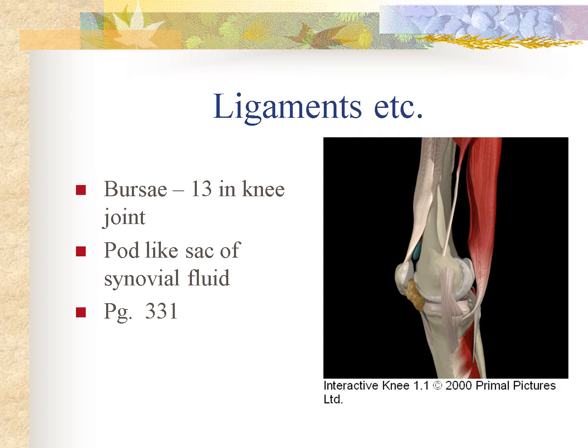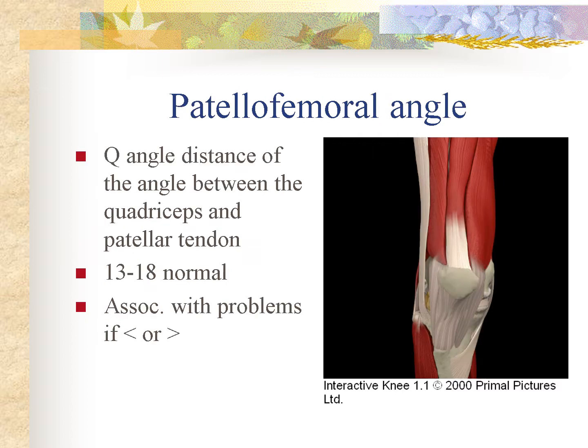Other things to know about, we've got many bursae. We've got 13 in the knee joint, and as you'll recall, these are little pod-like sacs of synovial fluid that create little cushions against certain types of wear and tear in and around the joint. We're going to go over this in class.